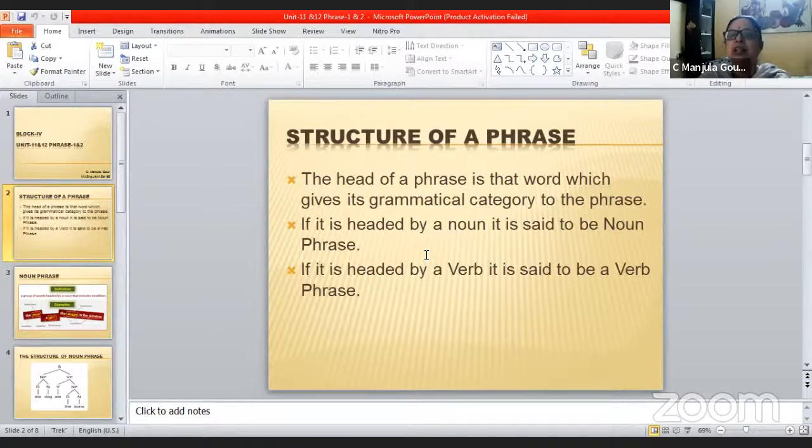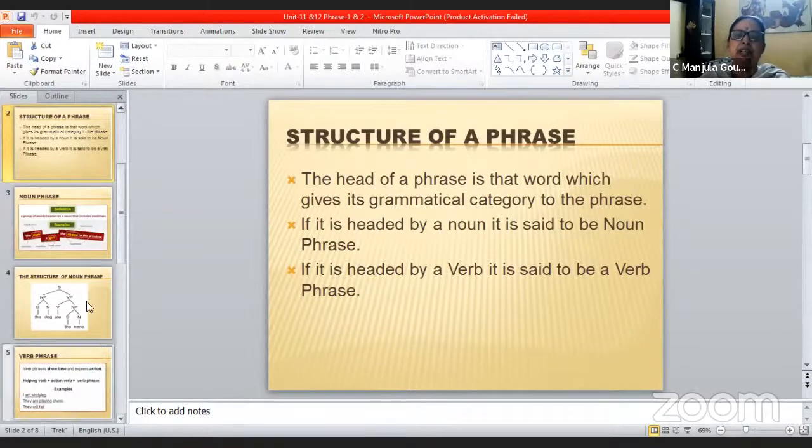Based on that, the phrase will get categorized. That is, grammatically it will be categorized under the particular word form. If it is headed by a noun, it is called a noun phrase. If it is headed by a verb, it is called a verb phrase. Same thing with adverb phrase, adjective phrase, or prepositional phrase.